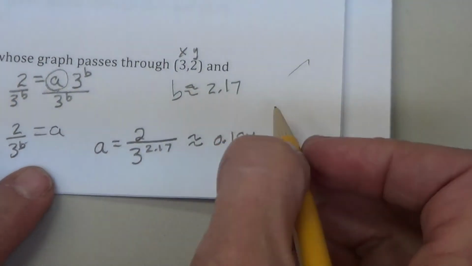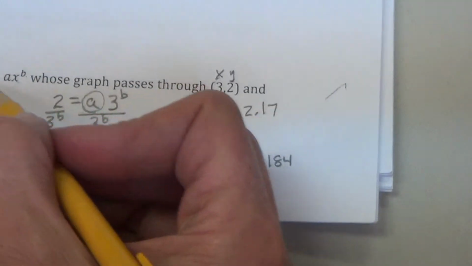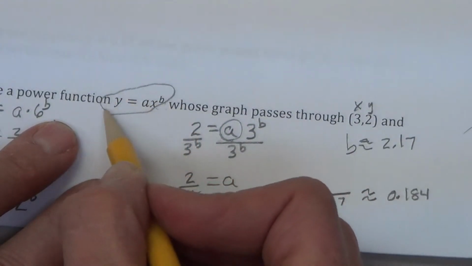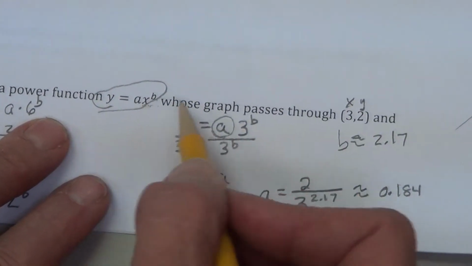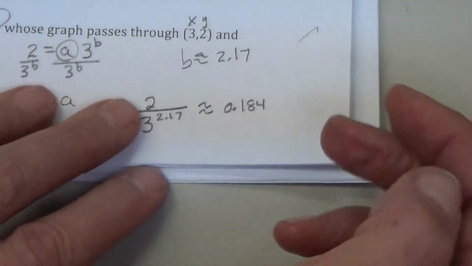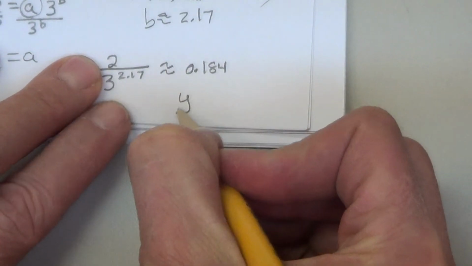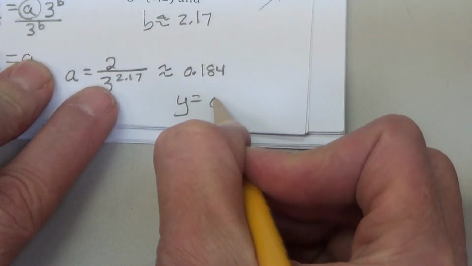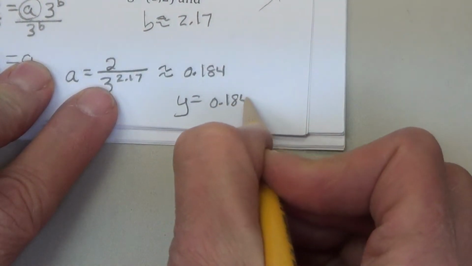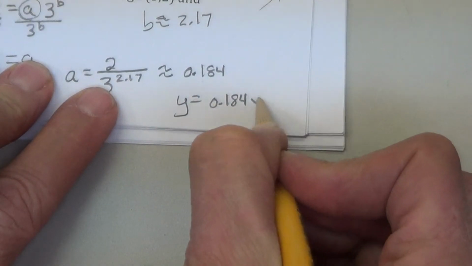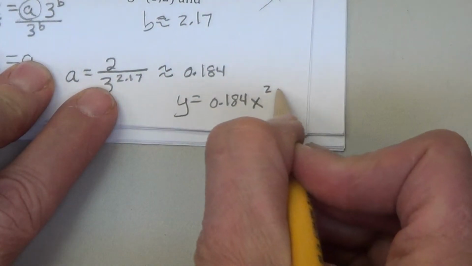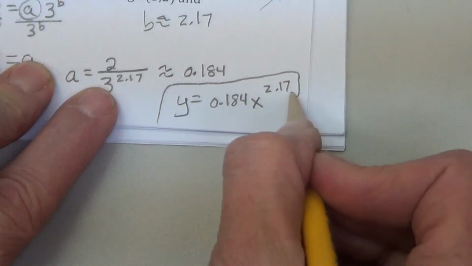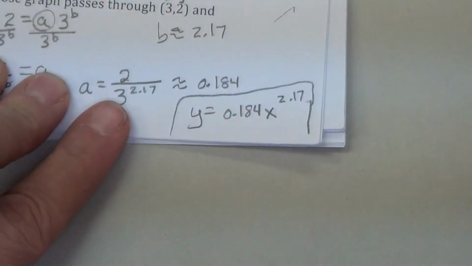Now we can write our equation, which was y equals ax to the b, y equals, a value is 0.184 x raised to the b, which is 2.17. Okay?